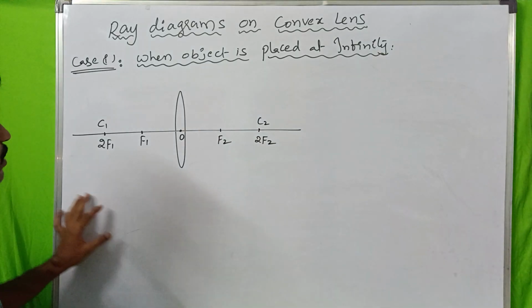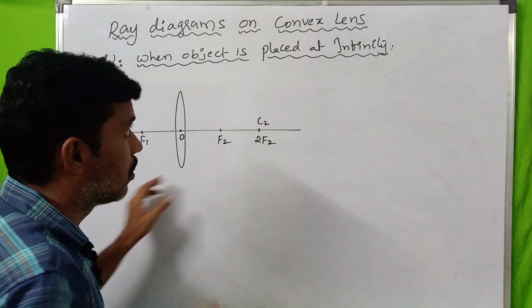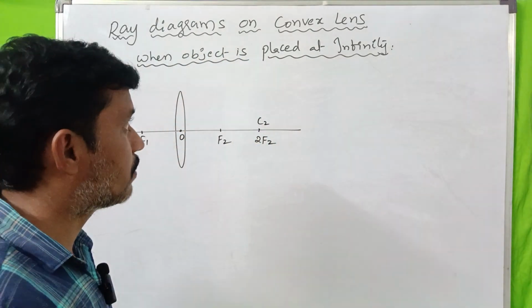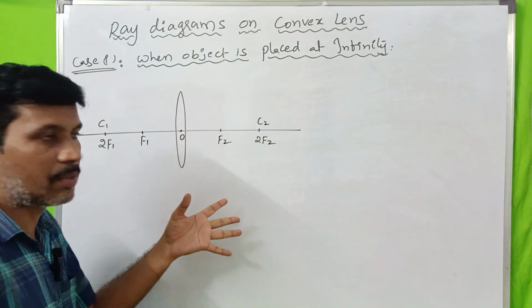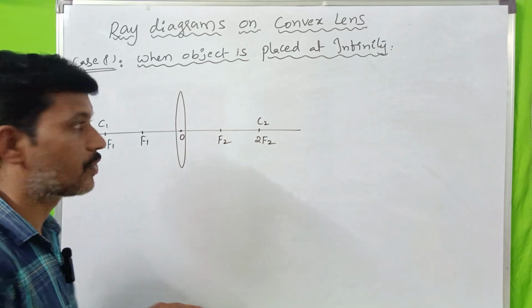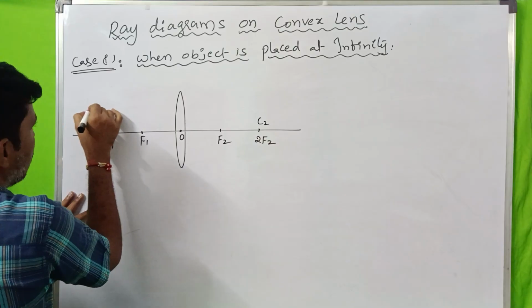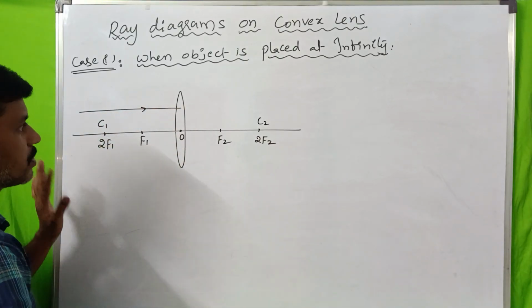Now the object is placed at infinity. You know that if any object is placed at infinity, the rays coming from a far distance, whatever they may be, are parallel rays. So that's why, for an object placed at infinity, the first ray I am taking like this, parallel to the principal axis.